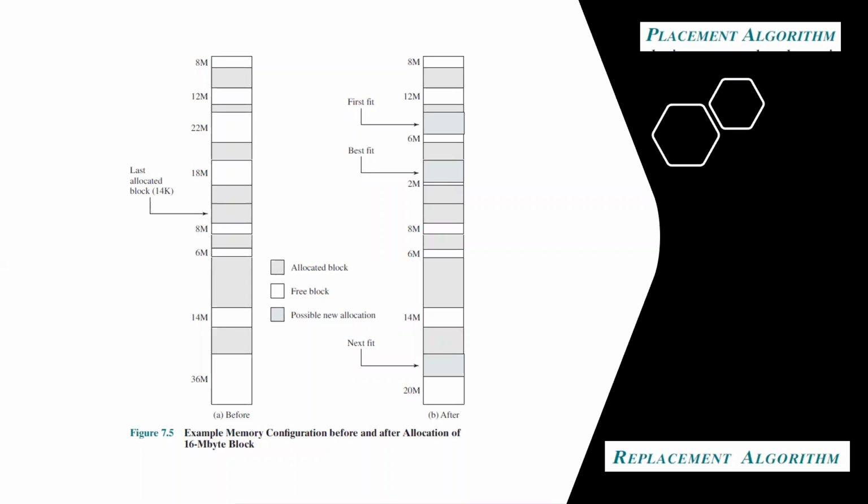Which of these approaches is best will depend on the exact sequence of process swappings that occurs and the size of those processes. However, some general comments can be made. The first fit algorithm is not only the simplest, but also usually the best and fastest as well. The next fit algorithm tends to produce a slightly worse result than the first fit.